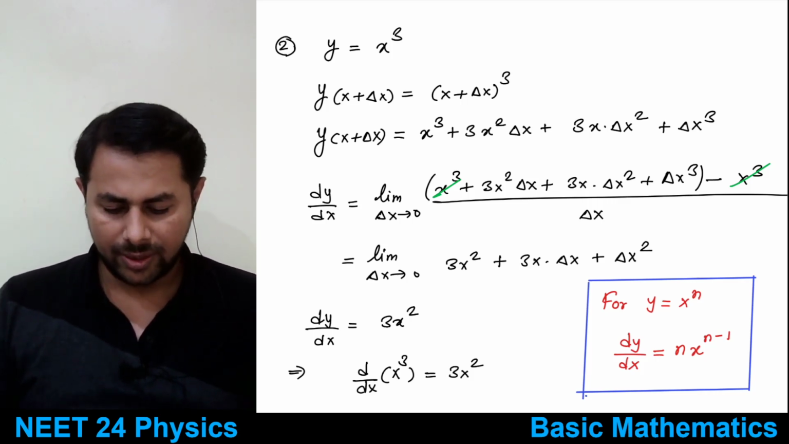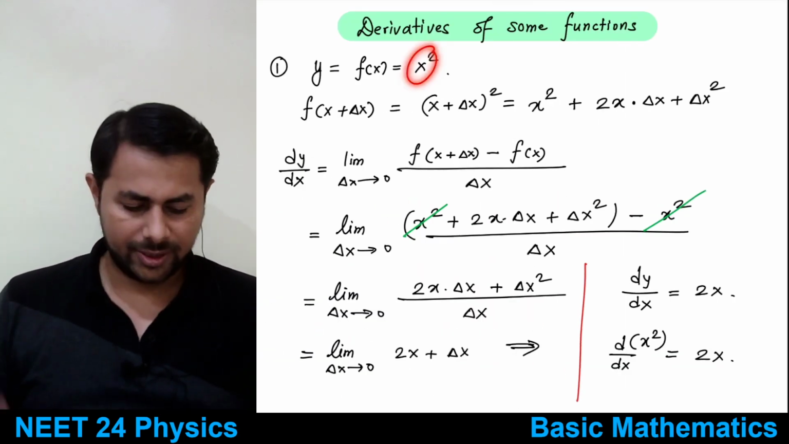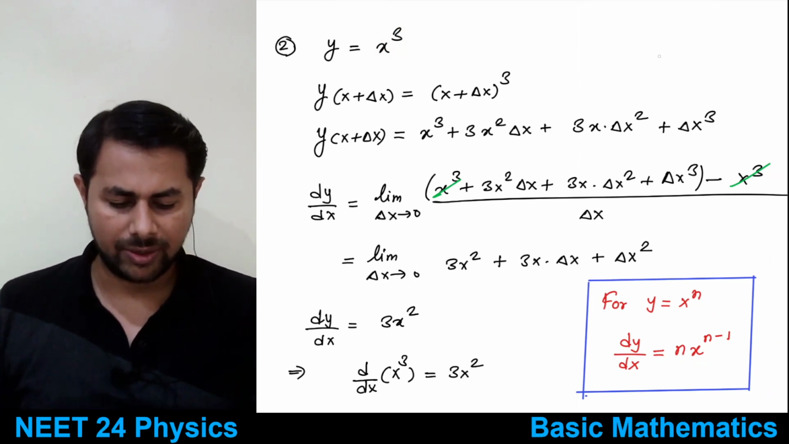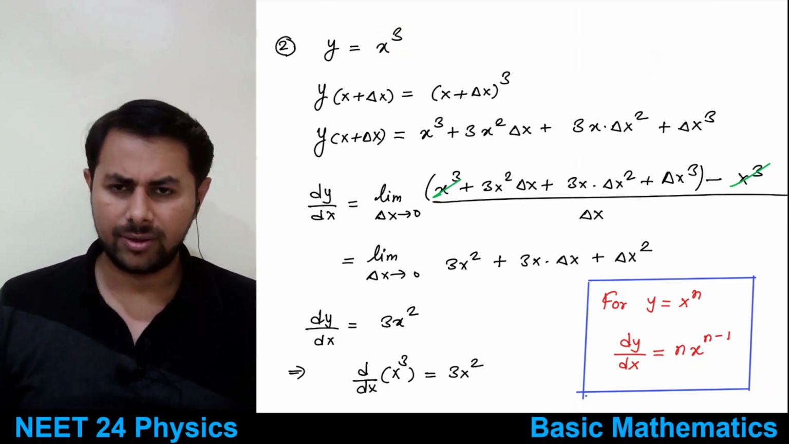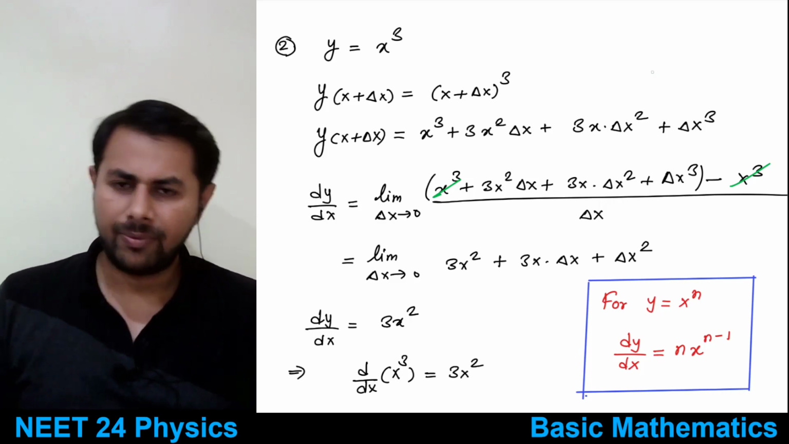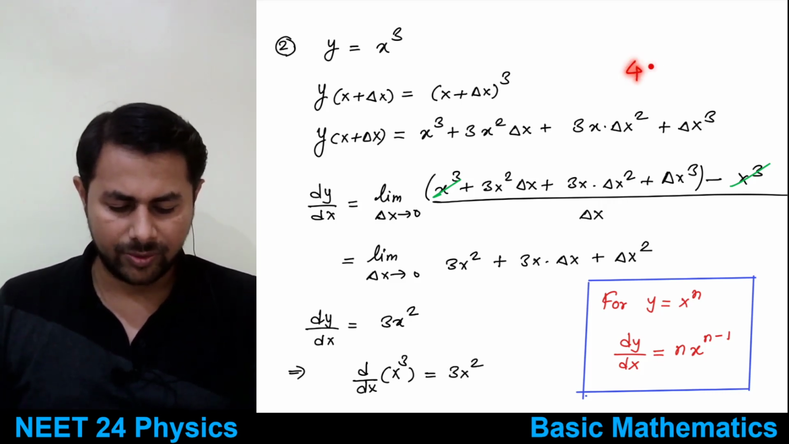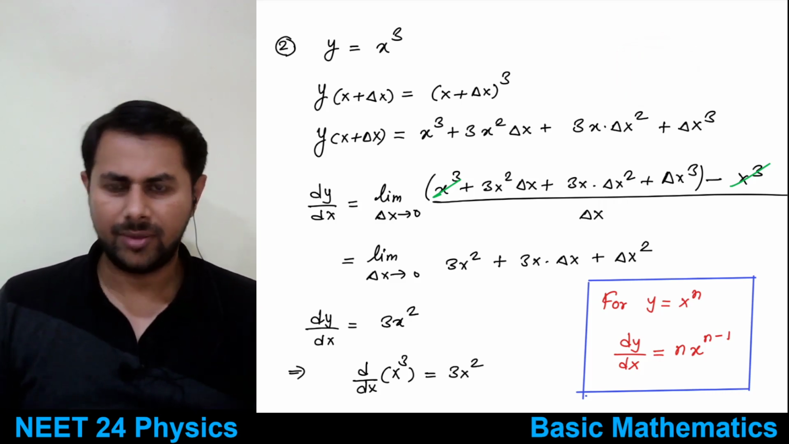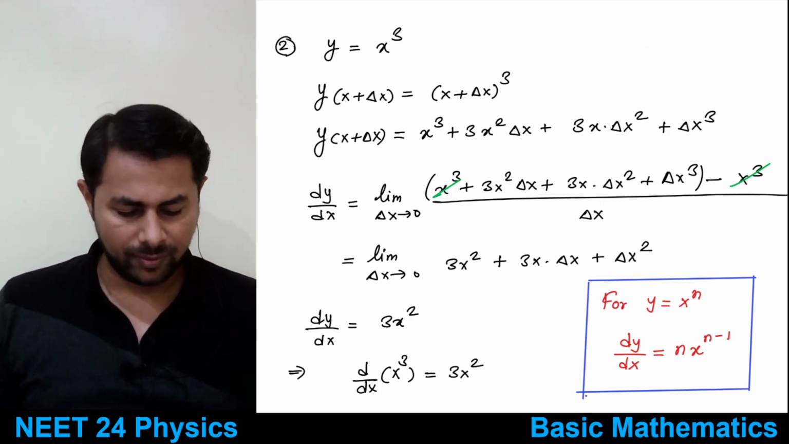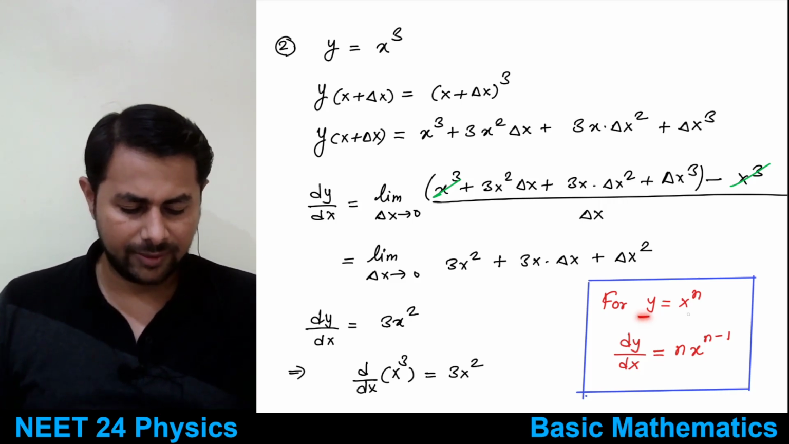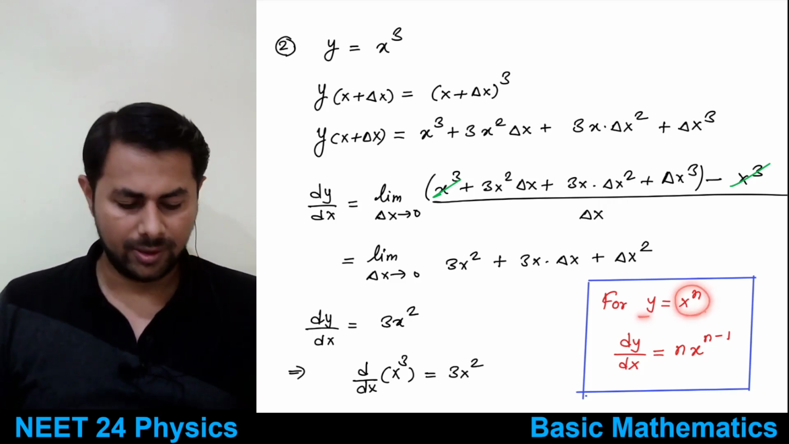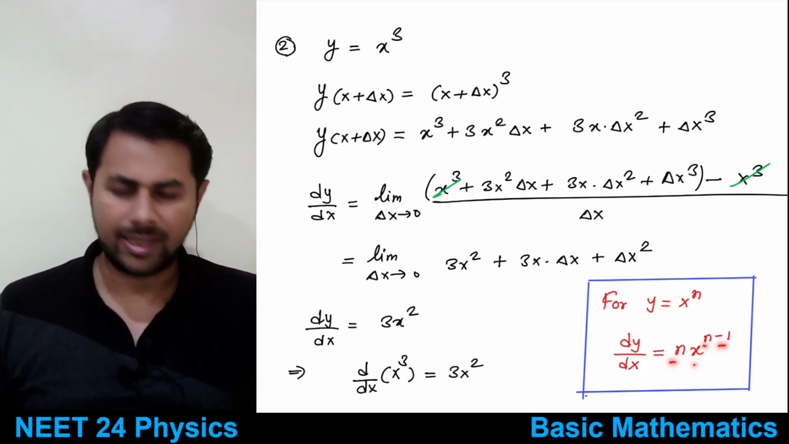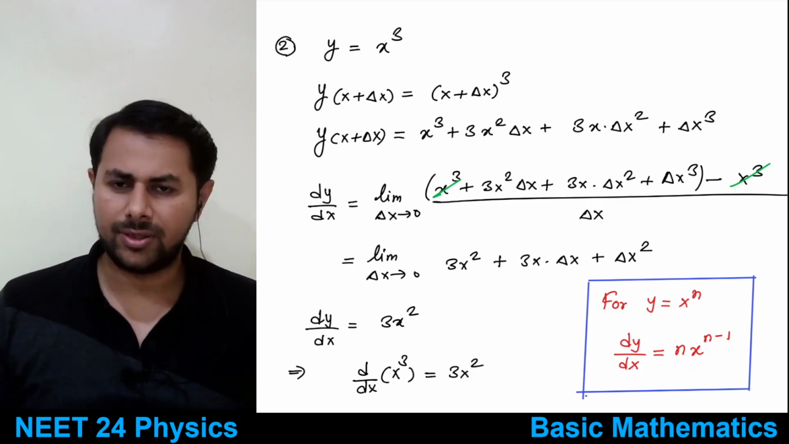Good. So now the derivative of x square is 2x, the derivative of x cube is 3x square. Then you can have the derivative of x to the power 4. We can expand that also and find out its derivative. It will come out to be equal to 4x to the power 3. So there is a pattern here. If you keep on finding the derivatives, then you will see that if y is equal to x raised to n, then its derivative is n multiplied by x to the power n minus 1. So this is the formula that you need to remember.